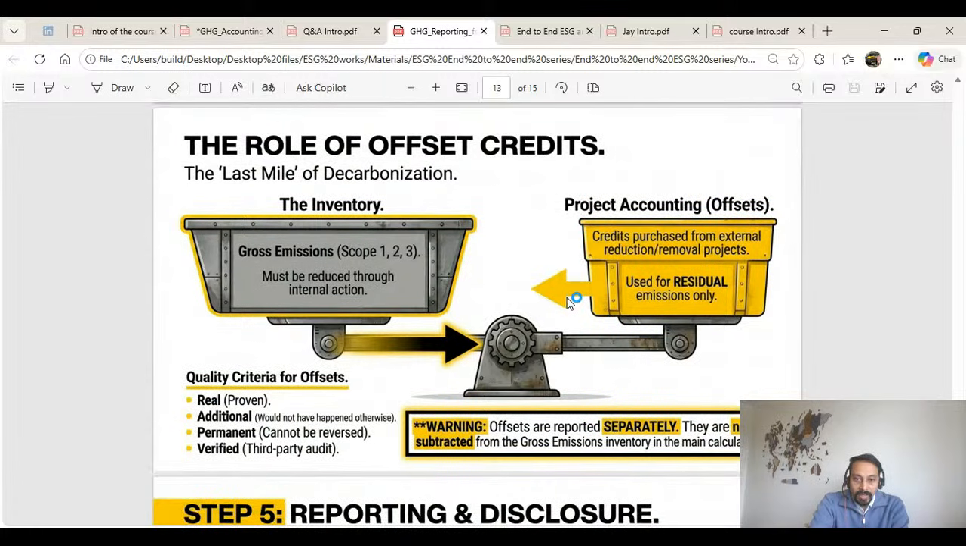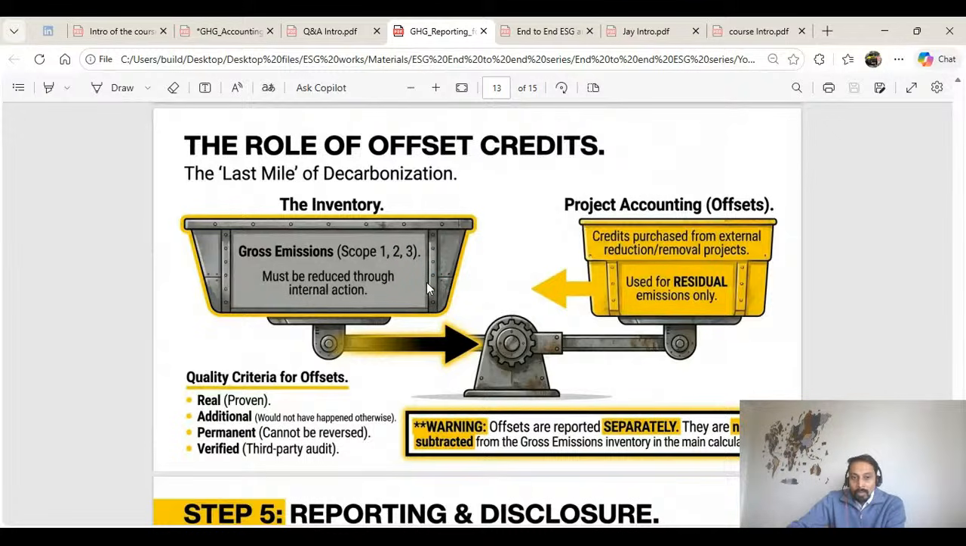Now, as I mentioned, the offset of carbon credit has a very important role that helps reduce the emissions overall on paper, that covers the offset as the last mile. So they must be real, additional, permanent, and verified. Offsets are never subtracted from the gross emissions, so they are disclosed separately. That is why the game is different. So first you have to reduce internally, and then you have to offset the residual, based on my opinion and my advice. So the offset credit is the last mile decarbonization.